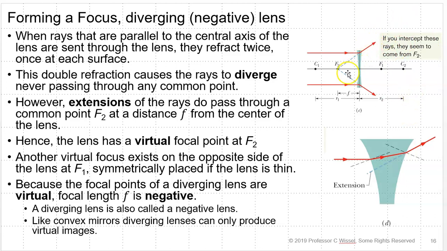But you can extend the emerging rays back to a common focal point right here. And that focal point is the distance F from the center of the lens. So the lens has a virtual focal point at F2. If instead you sent the rays through in the opposite direction, just flip this diagram around. You're going to find out that the extensions go through this focal point. This will be symmetrically placed on either side if the lens is thin, and in this class, the lens is thin. Because the focal points of a diverging lens are virtual, the focal length is negative. So a diverging lens is also called a negative lens. Like convex mirrors, diverging lenses only produce virtual images.